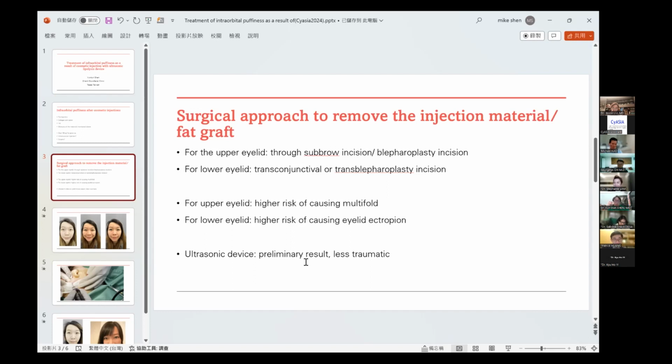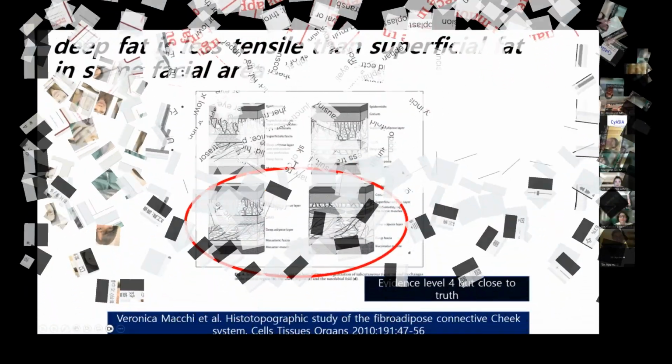For the lower eyelid, if you try to remove the material, you can either go through the conjunctiva or make an external incision to approach the product. Like I said, there is a higher risk of complications. Most common is eyelid ectropion, right? Because the biostimulator usually can cause some kind of scarring process in the lower eyelid. So when you try to remove it surgically, you go through that area, and the surgery itself can also cause a scarring process. So there is a higher risk of causing ectropion.